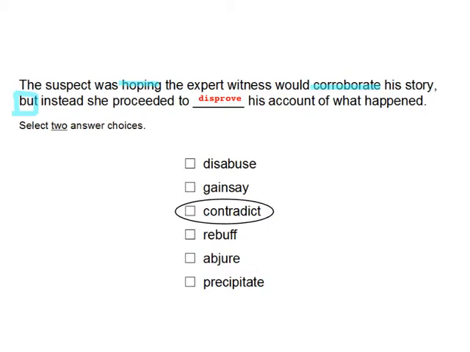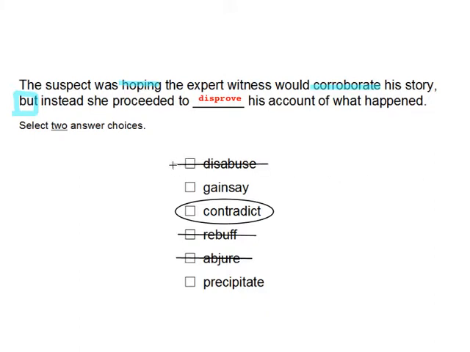And the other choices are interesting because of the specificity of the meaning here. Rebuff is probably a good guess for a lot of you. Rebuff is something that you do to a person or to a person's advance. You rebuff unrequited love. Someone makes an advance and you rebuff them, but you cannot rebuff an account, a story of what happened. And the same with abjure. You can abjure a belief, but you cannot abjure an account. So because of the specificity of these, even though they're kind of in the ballpark, they are incorrect.